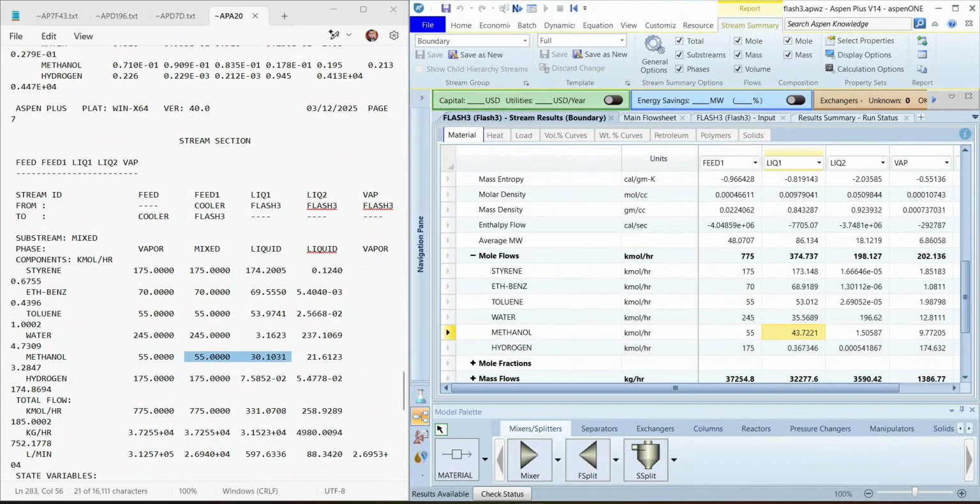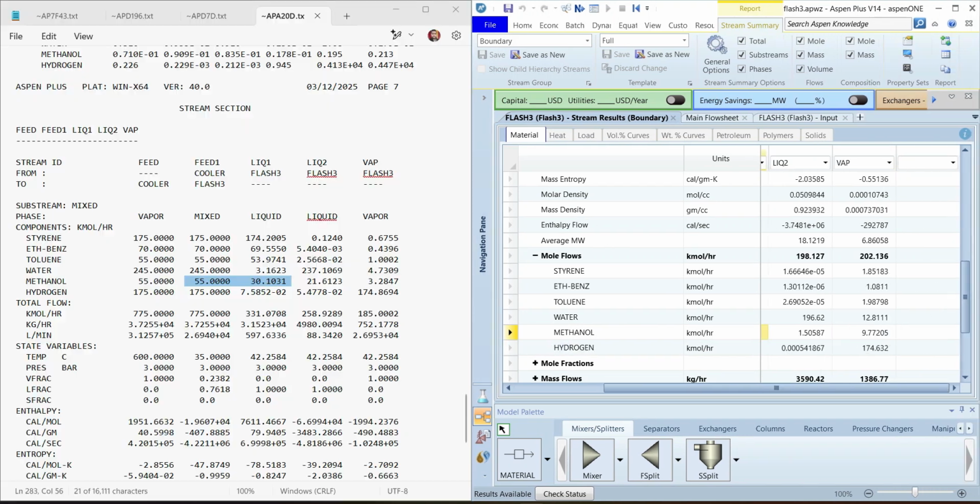Let's compare the two vapor phases. The styrene in the vapor phase by SRK is 1.85, with the NRTL it's 0.67. So more than double is estimated in the SRK method. Then ethyl benzene is also overestimated. For toluene the same, for water it's the same, and for hydrogen it has determined more or less the same flow rate in the vapor phase.